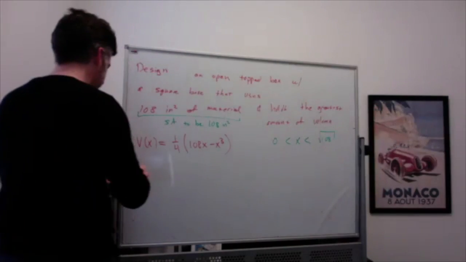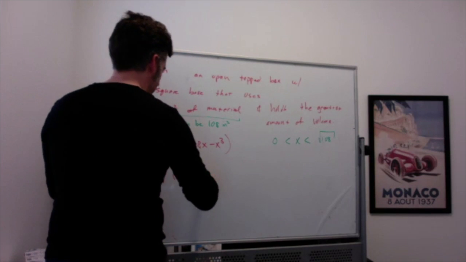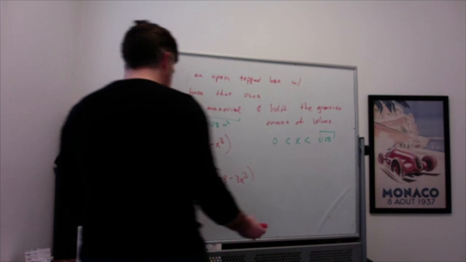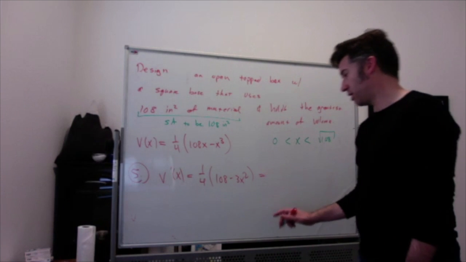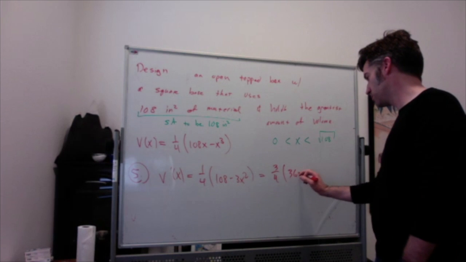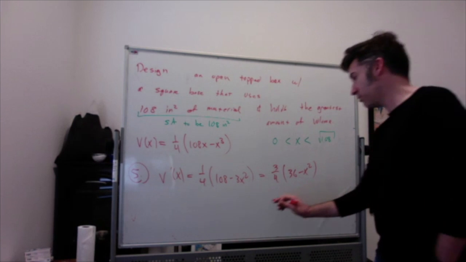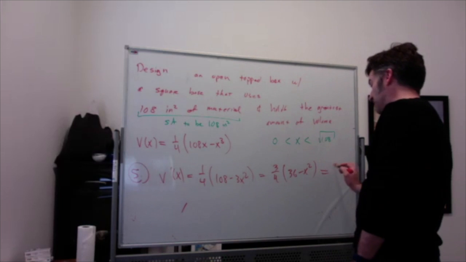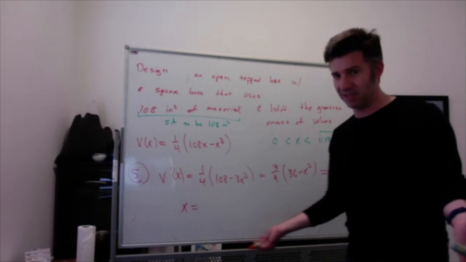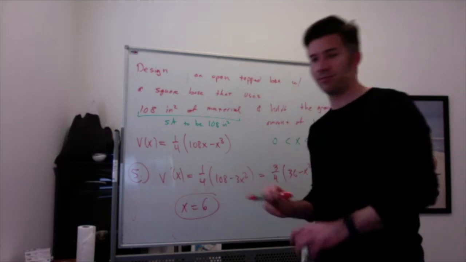So let's take the derivative to find the critical values. The derivative is 1/4 times 108 minus 3x squared. I can factor out a 3, and I get 3/4 times 108 divided by 3, which is 36. And look, I get an answer. I actually get two answers, but one of them is garbage. Sorry, I set this equal to 0, right? I'm trying to find the critical values. My answers are plus or minus 6. But we know negative 6 would not make sense for the length of one of the sides of this box. So we get x equal to 6.